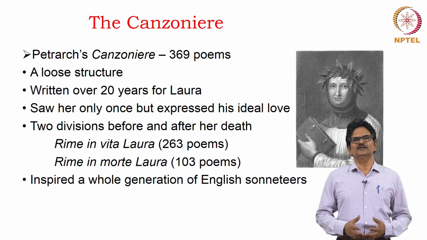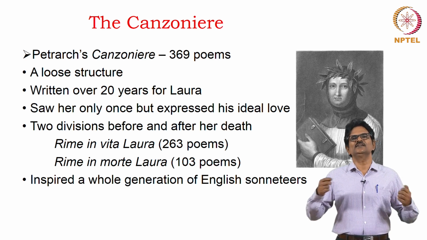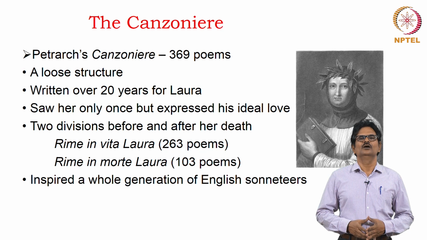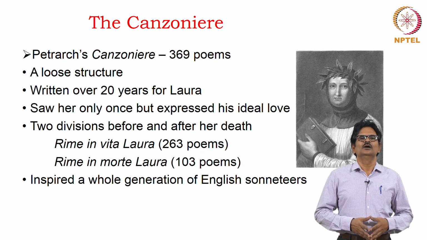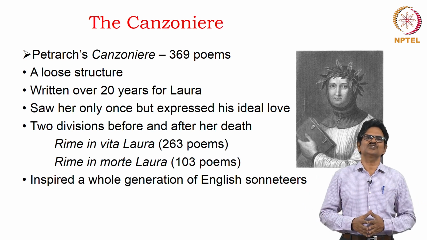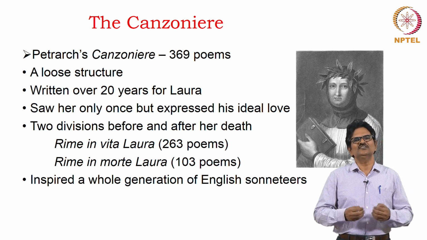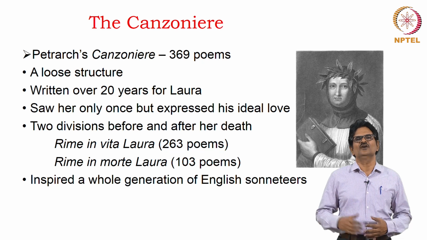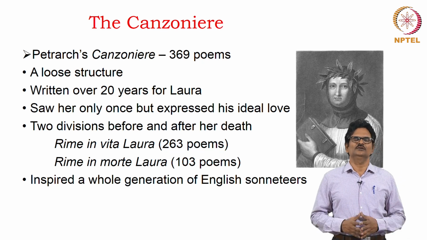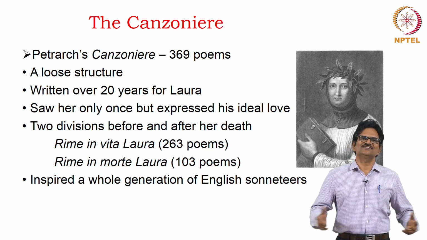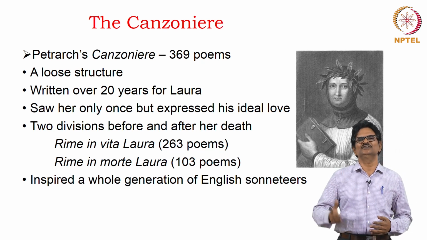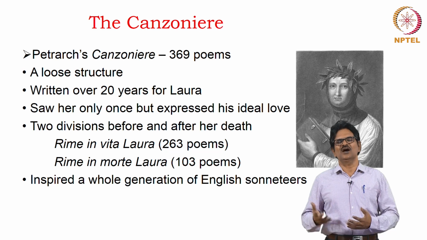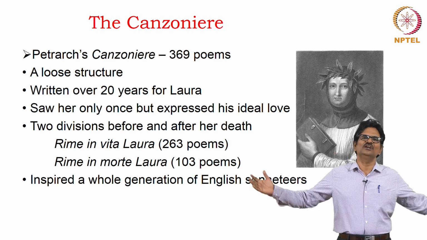Petrarch's Canzoniere had 369 poems, out of which 319 were sonnets. This had a loose structure because it was written over a period of 20 years for this lady Laura. Interestingly, he happened to see her only once, but he continued to express his ideal love for this ideal lady over a long period of time.